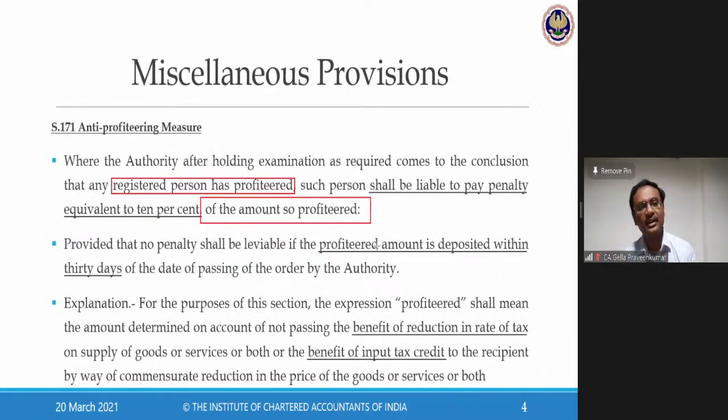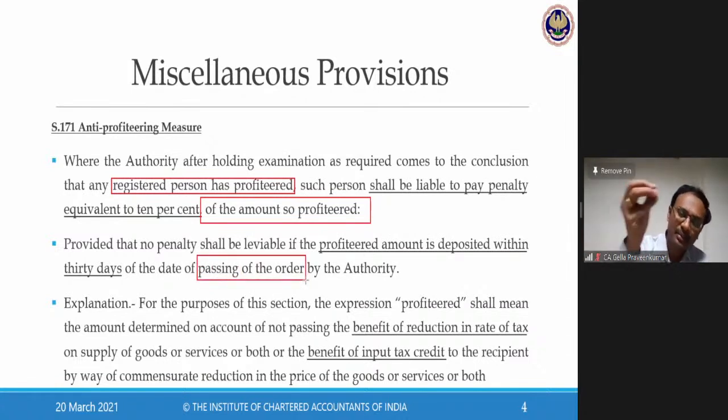That's what they say. Provided no penalty is required if you deposit that profit amount within a period of 30 days of the passing of the order. They say within 30 days of passing the order, you come and deposit that 54 lakhs with the authority. Then the authority says, I will not levy a penalty. That's what they say. Now the question comes here. So everything is good. 54 lakhs, the gentleman is going to come forward and give to the authority. What will happen to that 54 lakhs?